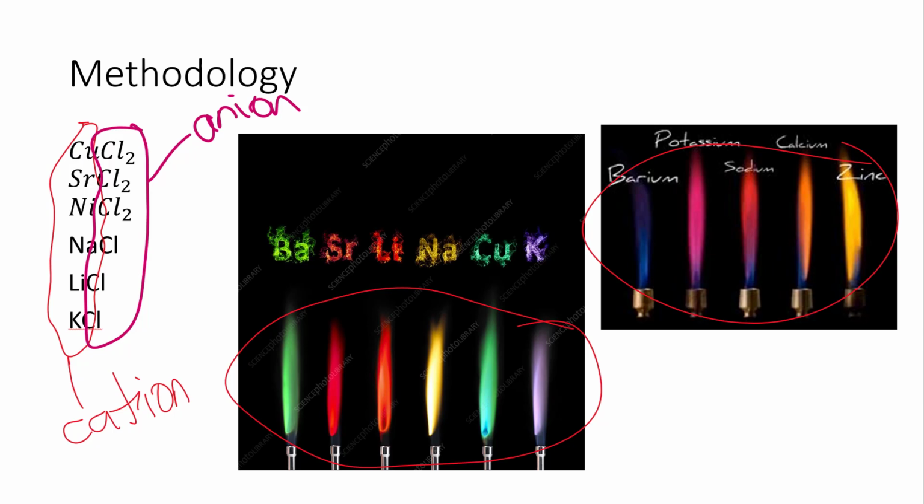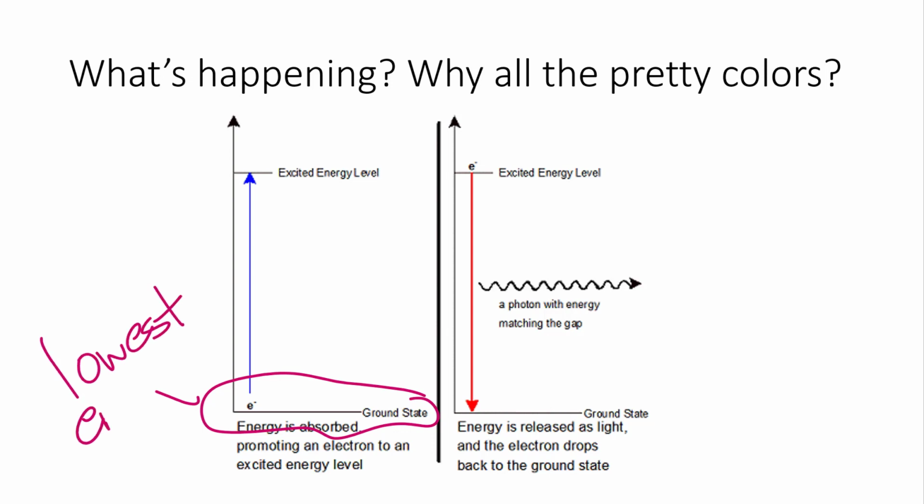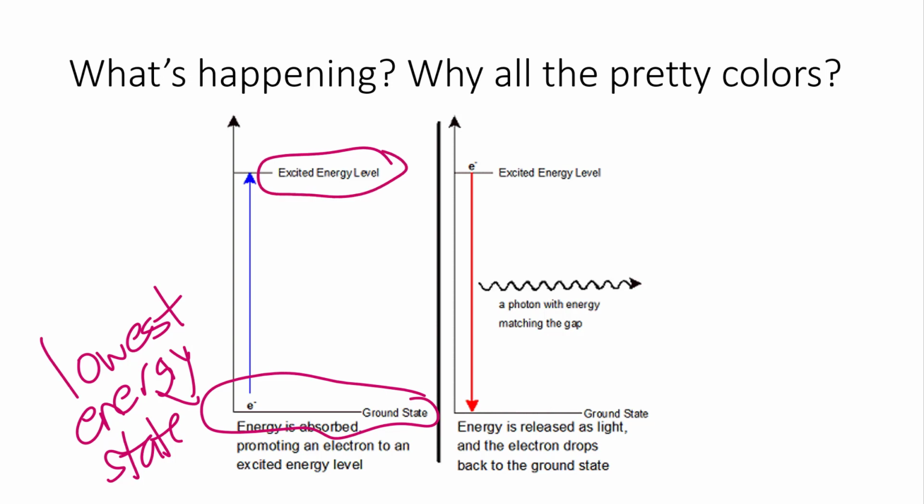So what's actually going on here? We know that the cation's responsible, but what's happening in the cation? Well, the electrons are absorbing the energy. The electrons are found in their ground state. That's where their lowest energy state is. And when you add energy or pass electricity through the compound, the cation gets excited. It gets bumped to that higher energy level. So that's called its excited state.